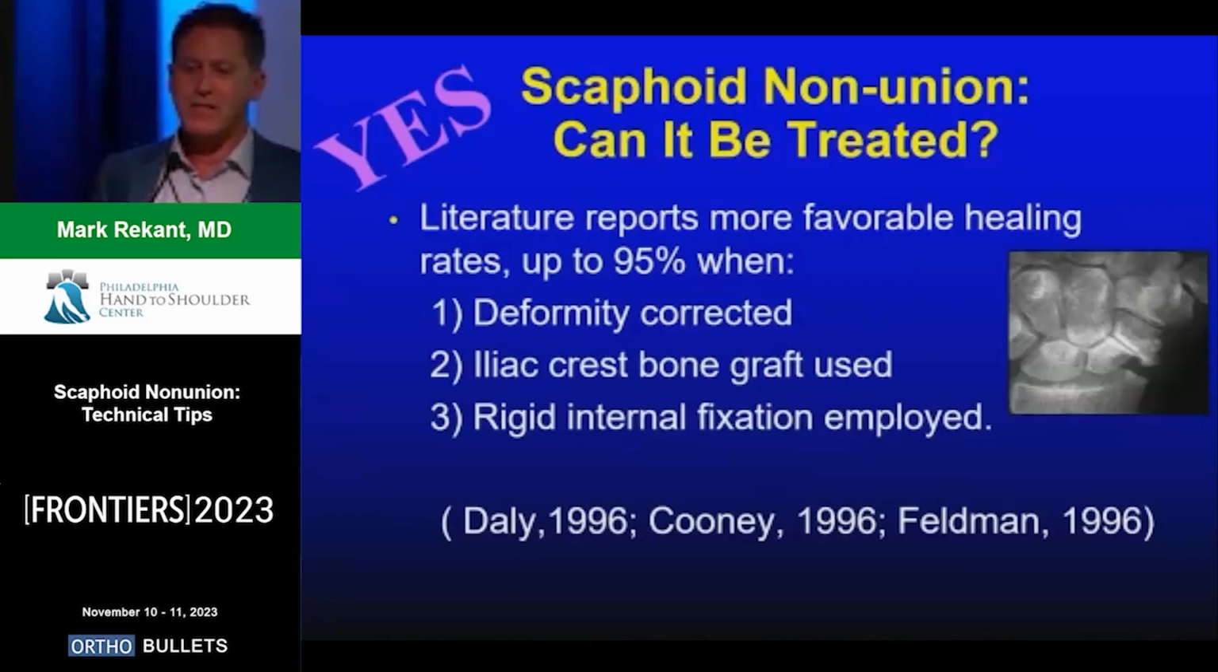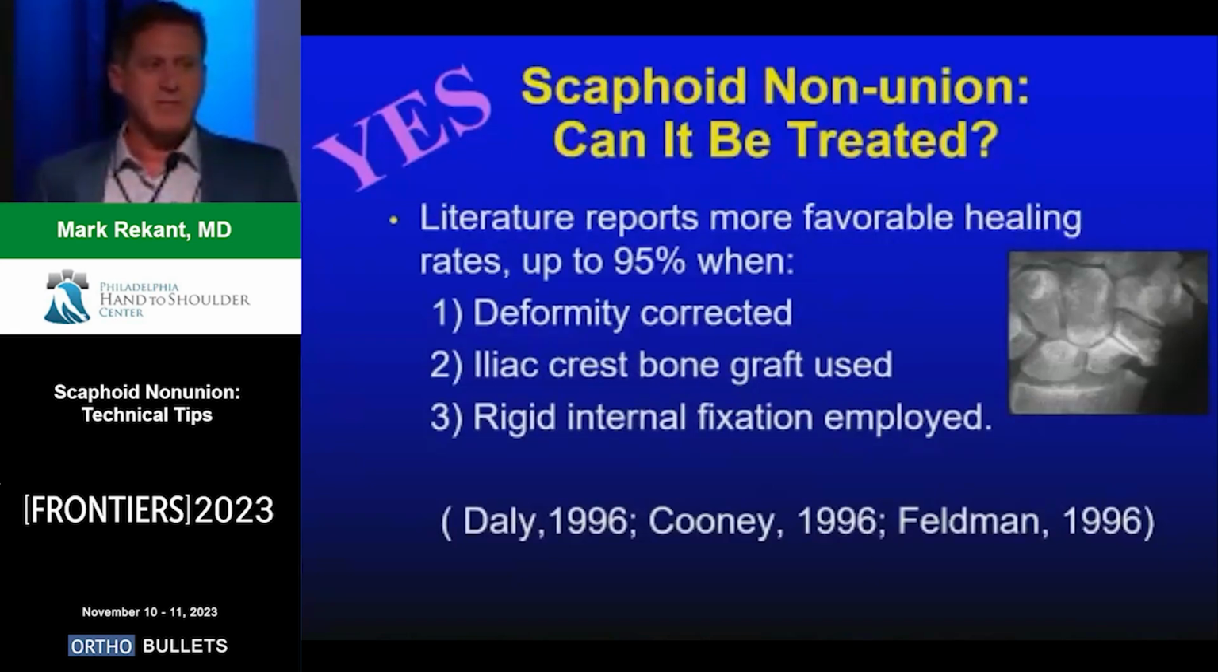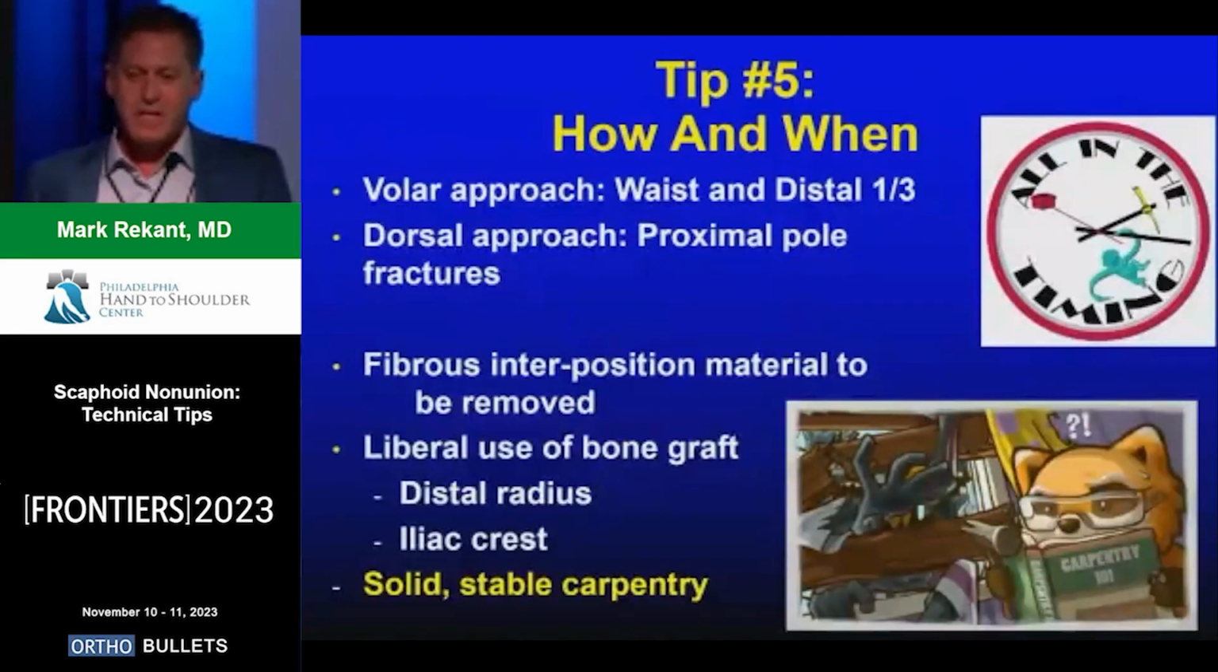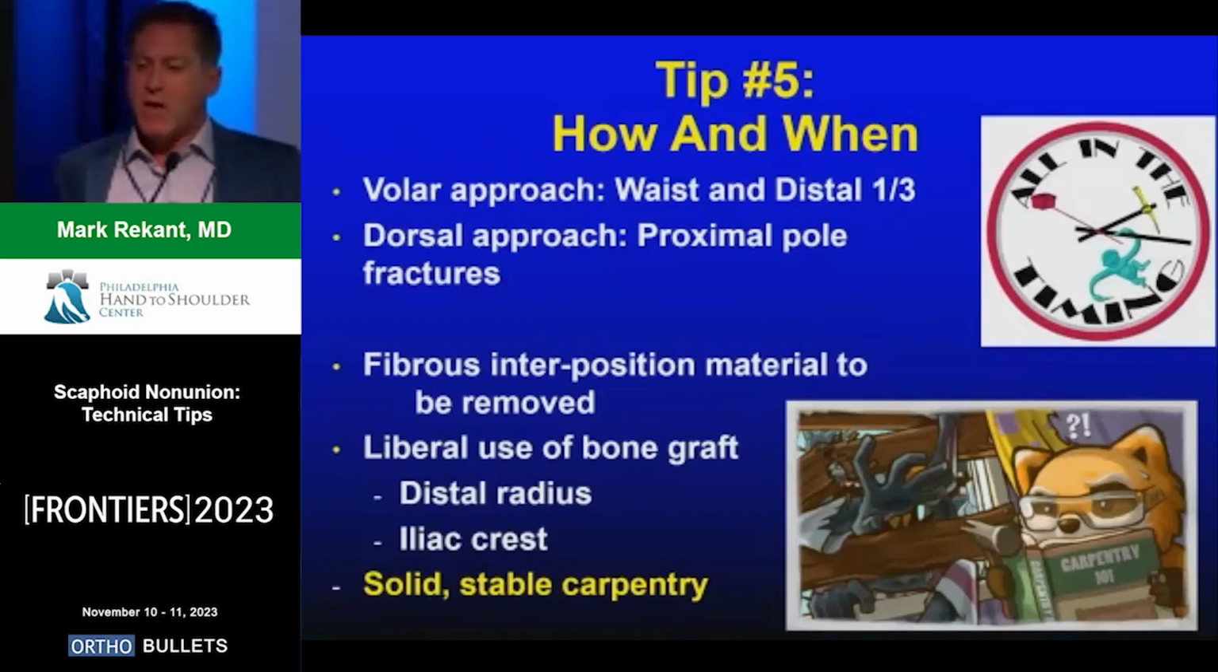If you learn nothing else from this talk, it's again proper carpentry, as we just heard with the distal radius, is the key. And that can obviously just be the theme for this morning. Tip number 5 is how and when. Residents and fellows always ask, what's the exposure? So for me, going volar is helpful if it's a waist fracture or the rare distal third scaphoid nonunion. I go dorsally if it's a proximal pole nonunion. Just visualization's better.